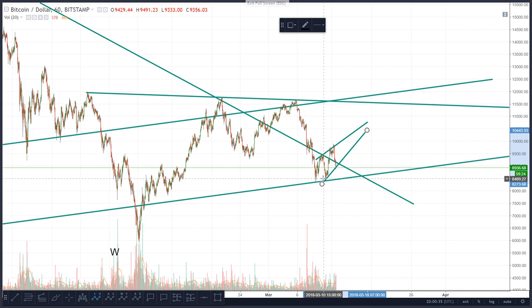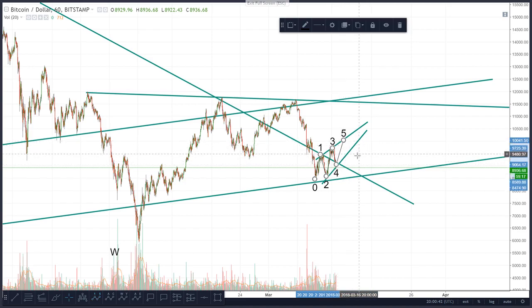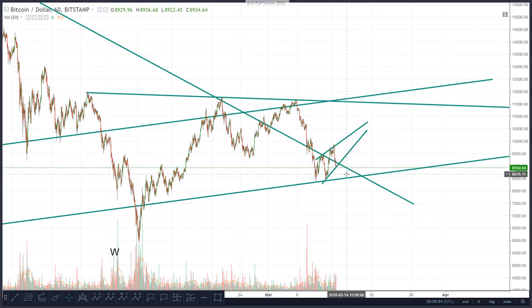So just to label that, I'm suggesting a possible 1, 2, 3, 4, 5 pattern to suggest a diagonal. But to be honest, it's not my preferred count. I'm thinking what it may be is it could be a 1, 2, 1, 2. So what I mean by that is this is wave 1, this is wave 2, and this is the 1 and 2 of wave 3.